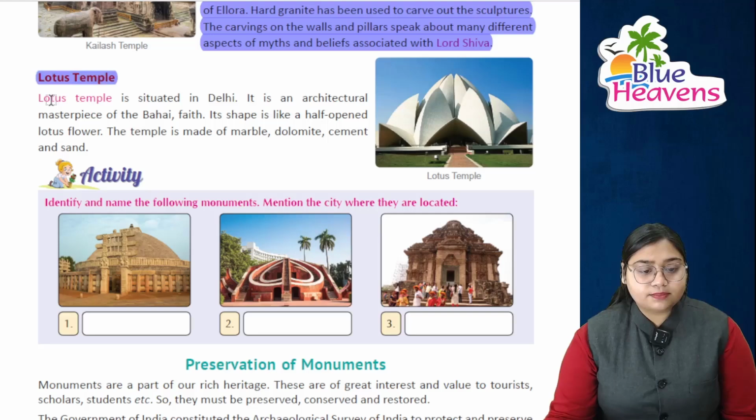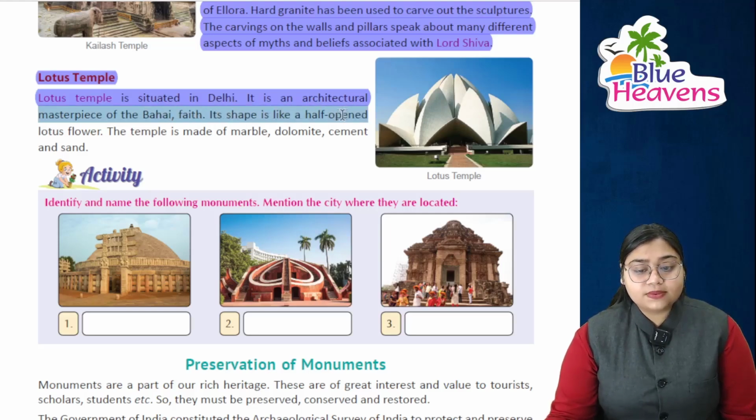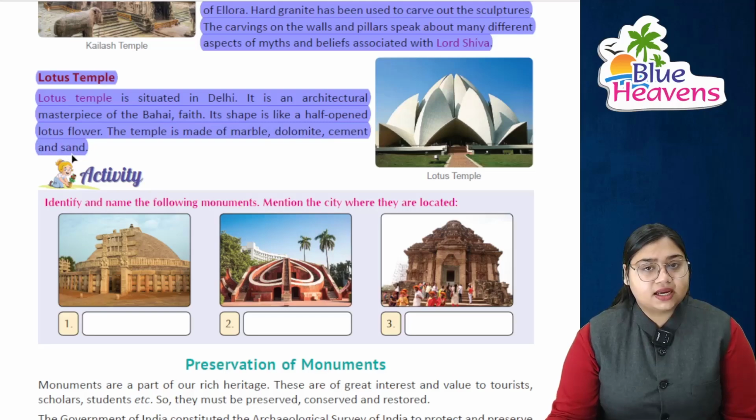Next is Lotus Temple. So Lotus Temple is situated at Delhi में. It is an architectural masterpiece of the Baha'i faith. Its shape is like a half-open lotus flower. The temple is made of marble, dolomite, cement and sand.